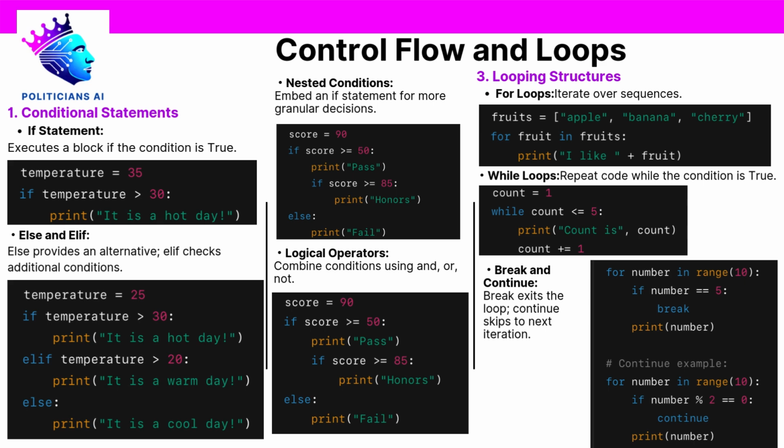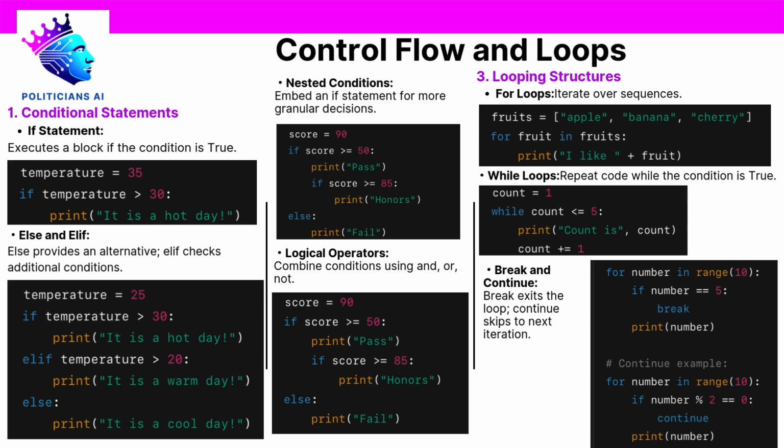So if the score is 90, Python will print pass, and then, noticing that 90 is at least 85, also print honors. However, if the score is below 50, the program will simply print fail. While nesting is very useful, it is important to keep your conditions simple and your code easy to read.